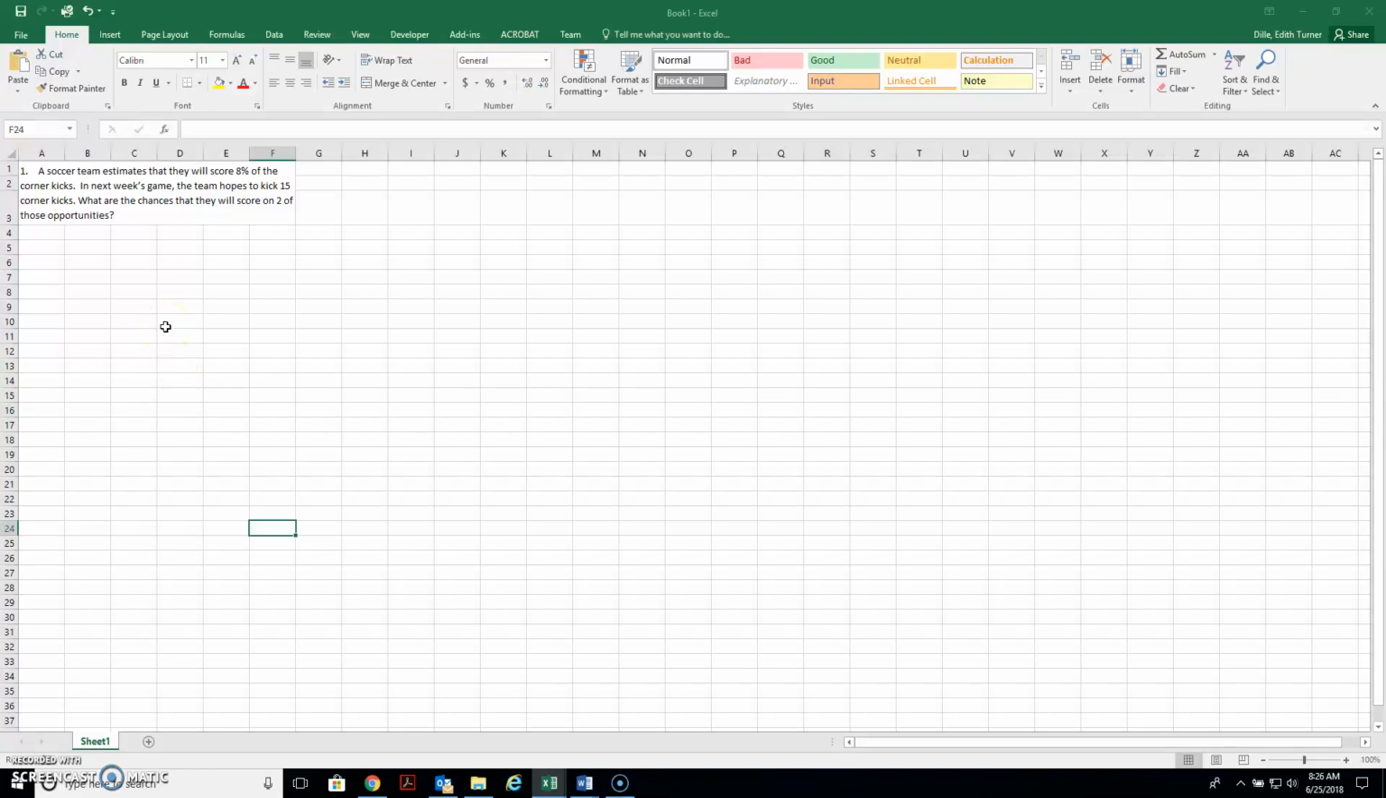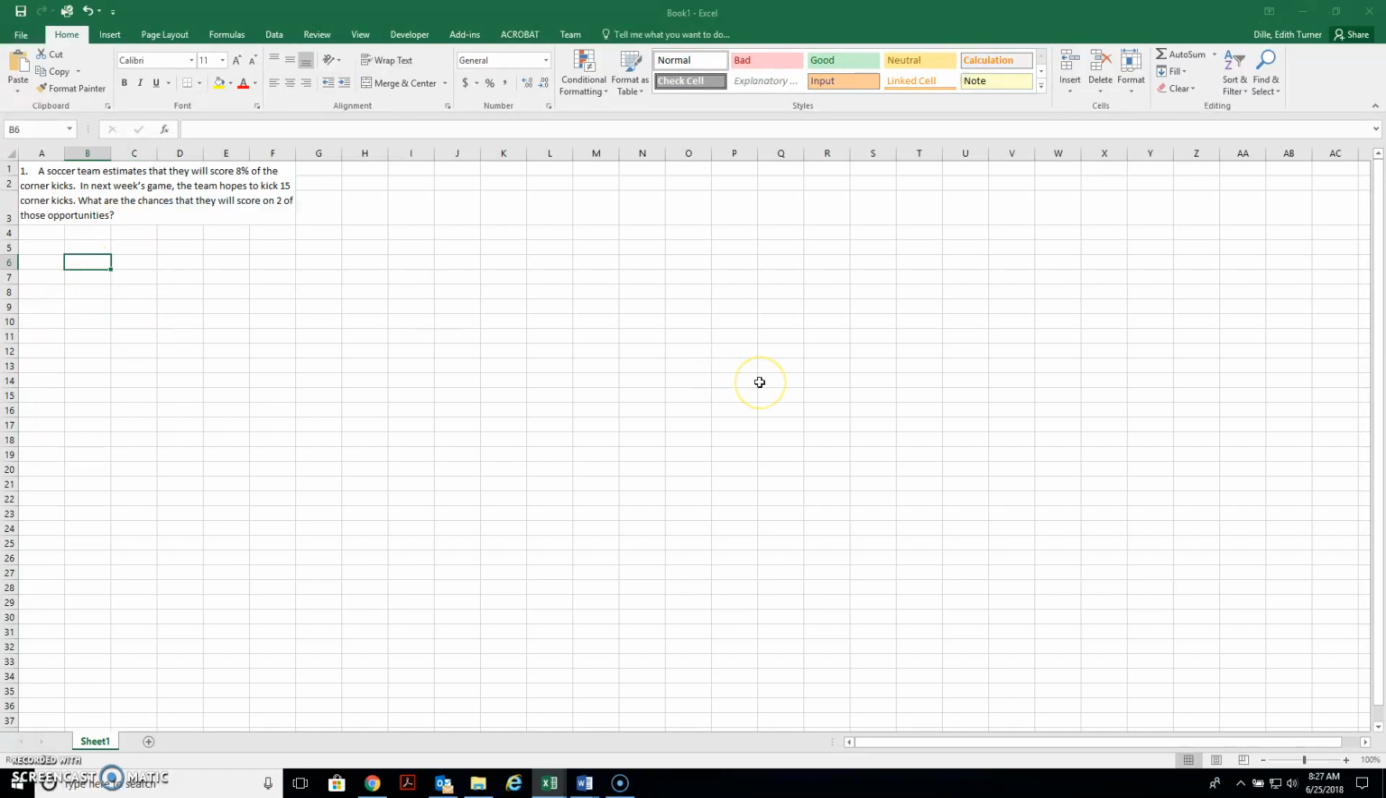Okay, our problem, we're going to work a binomial problem in Excel. And in this problem, it says a soccer team estimates they will score 8% of the corner kicks. In next week's game, the team hopes to kick 15 corner kicks. What are the chances they will score on 2 of those opportunities?